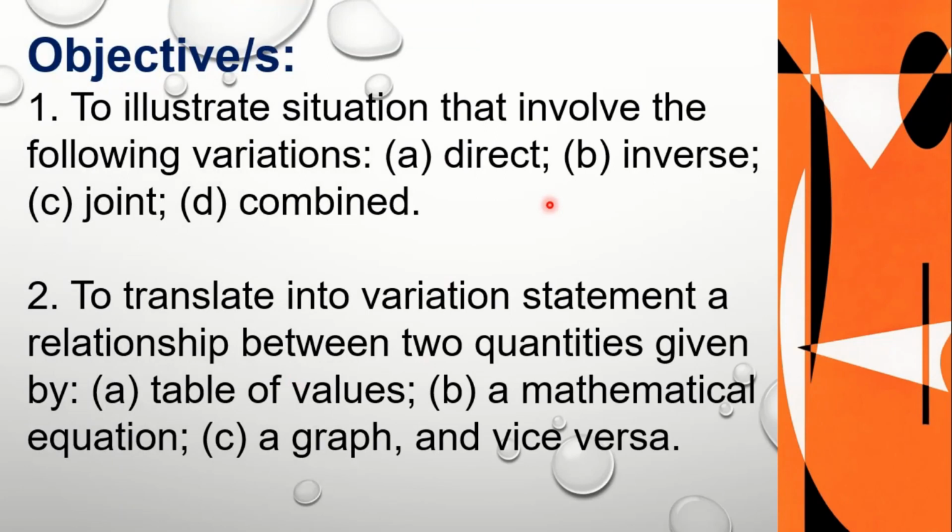Our objectives. First is to illustrate situations that involve the following variations: direct, inverse, joint, and combined. Second, to translate into a variation statement a relationship between two quantities given by a table of values, a mathematical equation, or a graph, and vice versa.